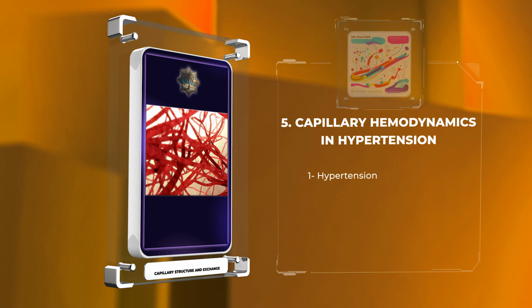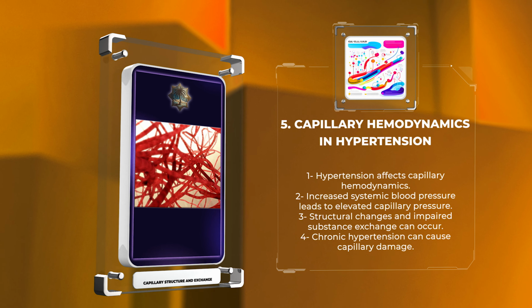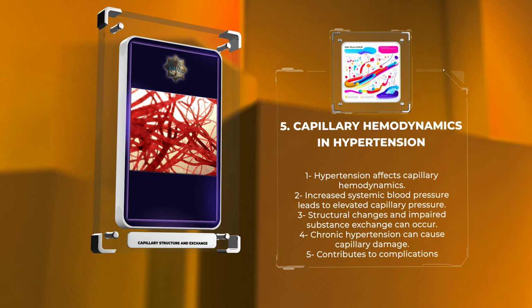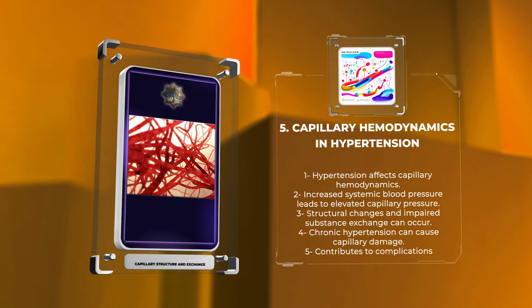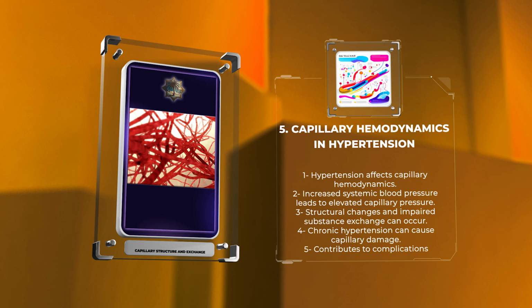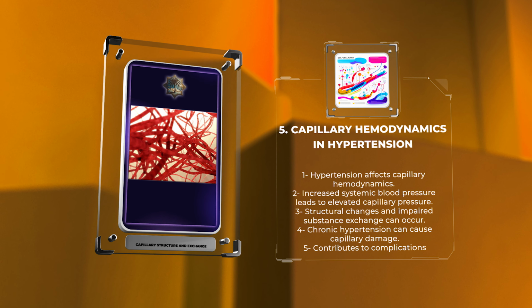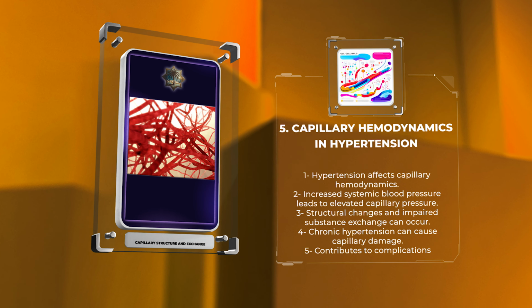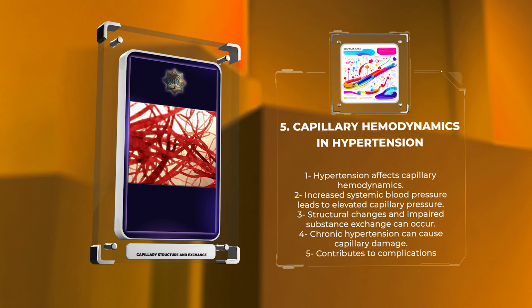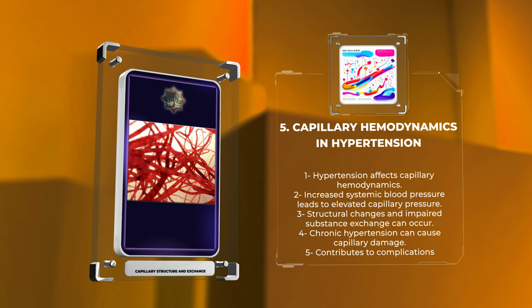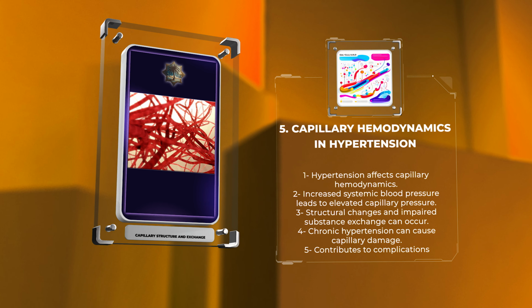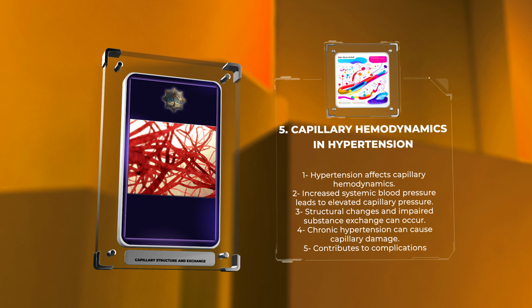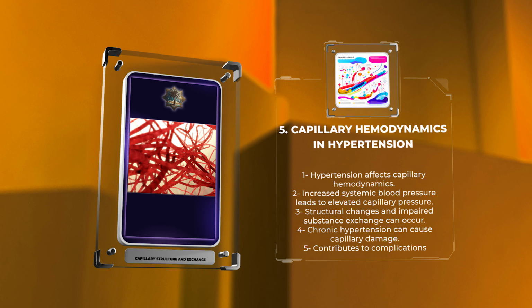Hypertension, or high blood pressure, affects the hemodynamics of capillaries. Increased systemic blood pressure can lead to elevated capillary pressure, predisposing them to structural changes and impairing their ability to exchange substances efficiently. Chronic hypertension can result in capillary damage, promoting leakage and the formation of microaneurysms. These alterations in capillary hemodynamics contribute to the pathogenesis of various complications associated with hypertension, such as cardiovascular diseases and organ damage.